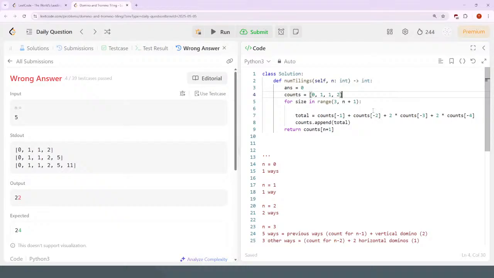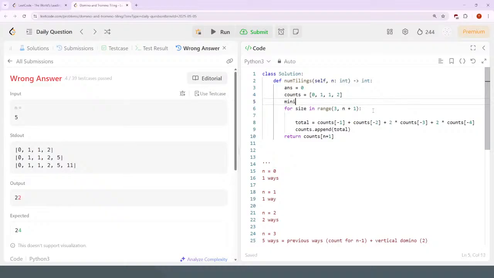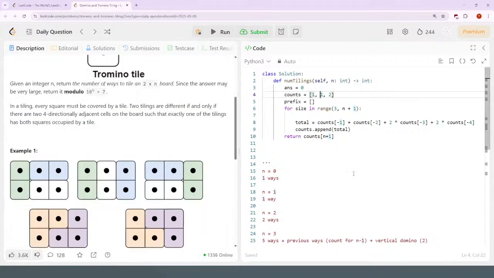Okay, so I think I need a sum, like a mini sum thing. Maybe I'll call it prefix sum. Prefix sum is going to be starting at, let's go back to 1, 1, 2. Actually, should I go back to 1, 1, 2? Should I go back to 1, 2? 1, 1, 2 is fine, I think.